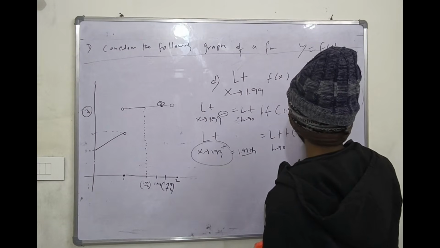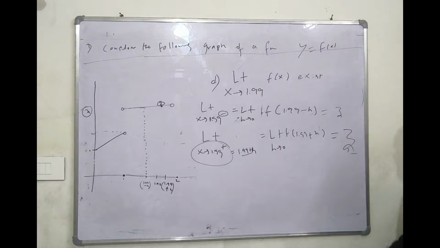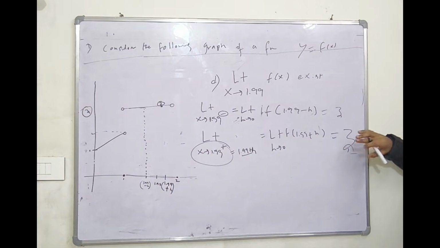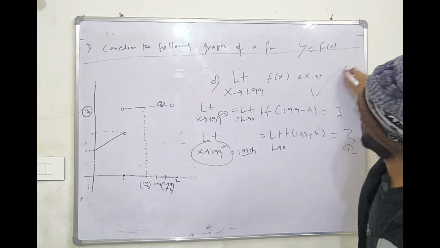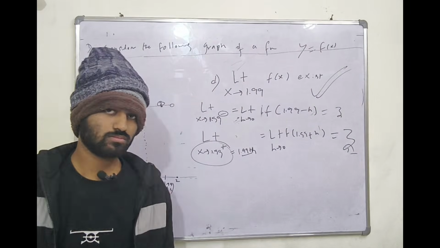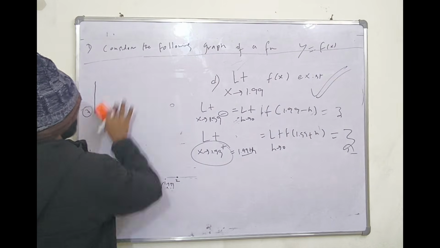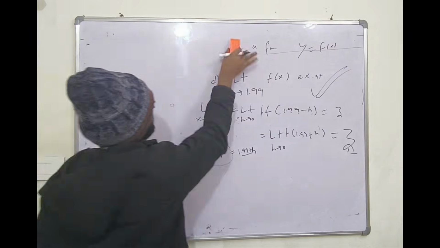Of 1.99 plus h, this is again 3. So both values are equal, then we can say the limit exists. Okay, good, thank you. So let's go to the next question.